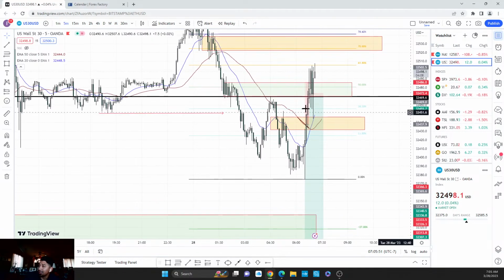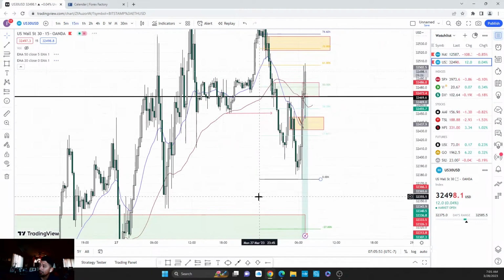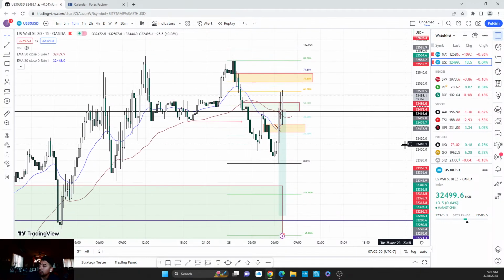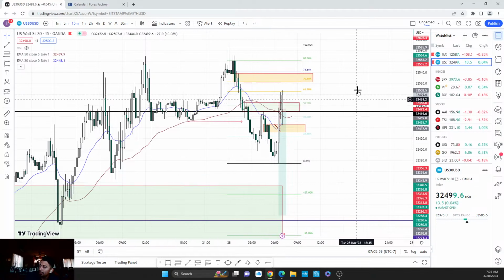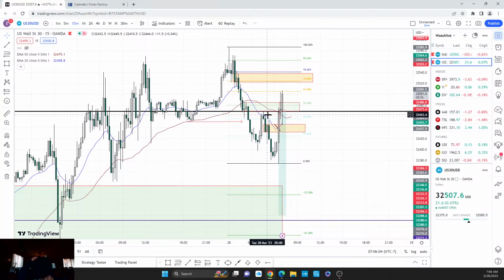I still think technically it's a break of structure, right? The only thing we don't have in our favor is the EMAs in place for us. But it's right here at the 61%. So we'll see. Let's see. I'm trying to find that number.